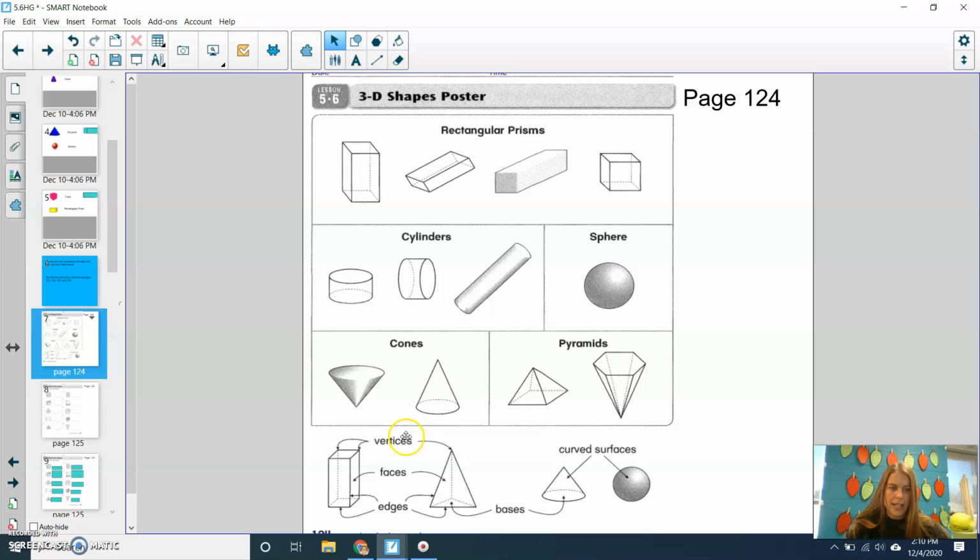And so when we're looking at these shapes, we can see how many vertices it has. Vertices are talking about how many points, how many faces or how many flat parts, and then how many edges. The edges are like the line segments that are connecting the shape. And then when we're looking at like our cone and our sphere, these are a little bit different because they have a base and then they have a curved surface. So it's not the same.